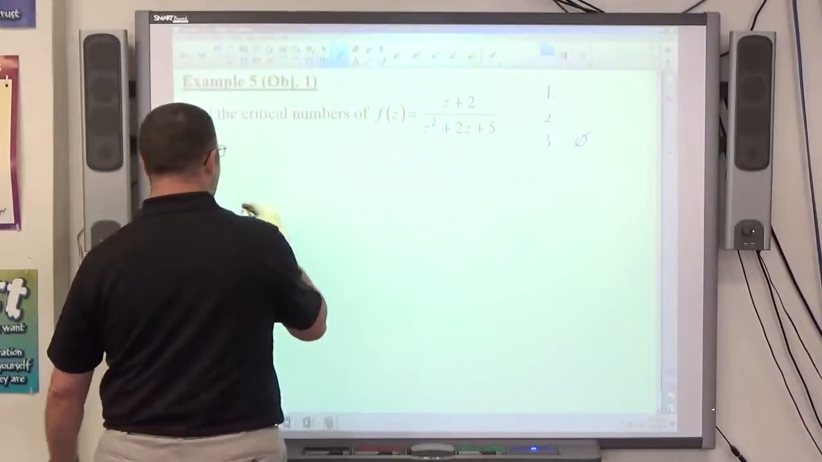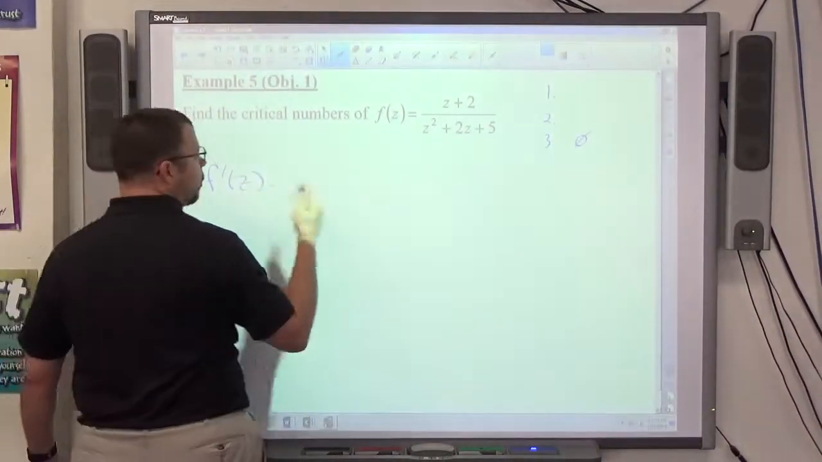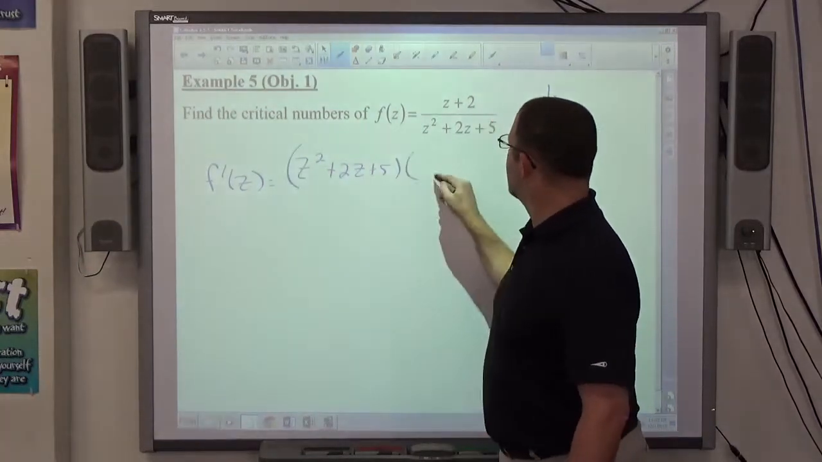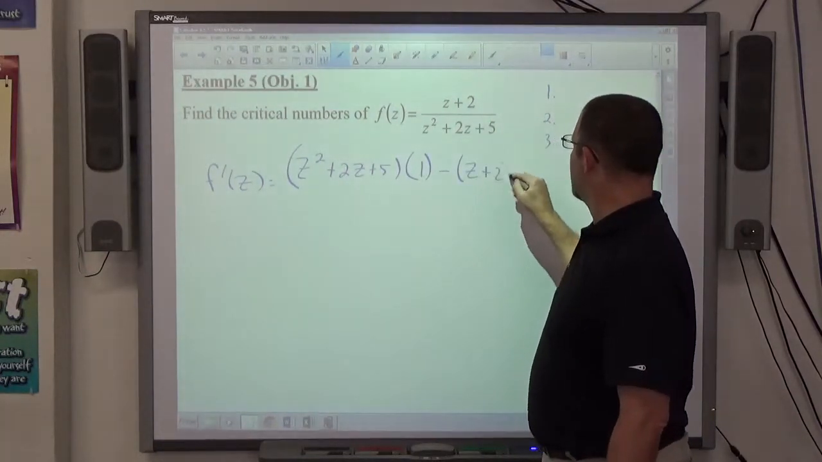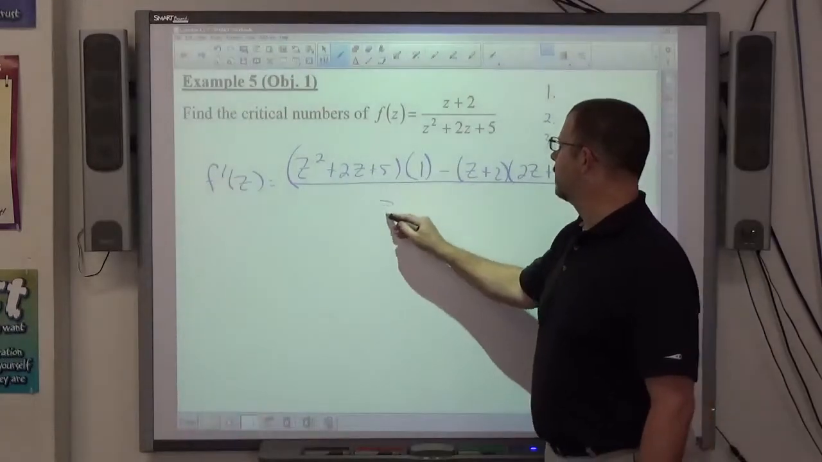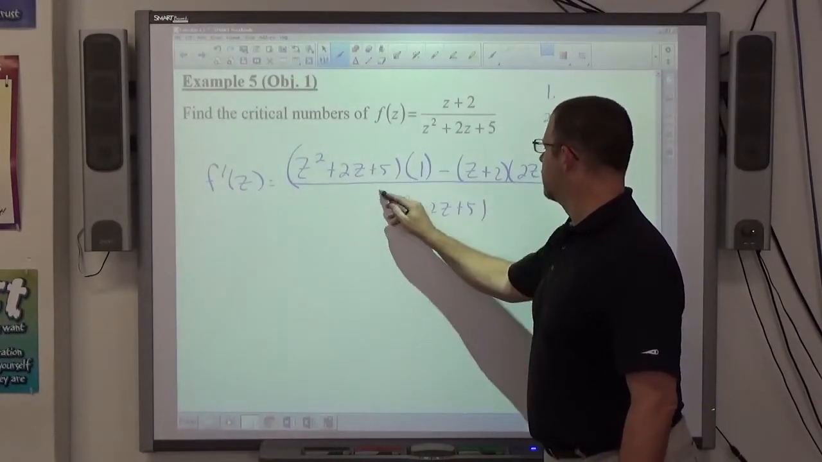I see a quotient, so I'm going to do f prime of z and apply the quotient rule. So low d high is going to be z squared plus 2z plus 5. D high is going to be 1 minus high z plus 2. D low, which is going to be 2z plus 2. Over the square of what's below, which is going to be z squared plus 2z plus 5, the quantity squared.